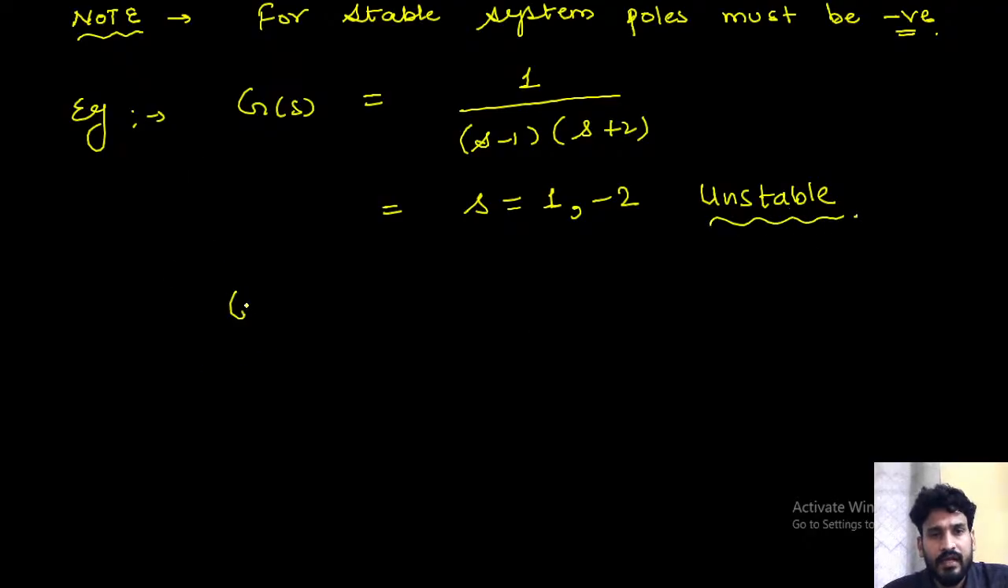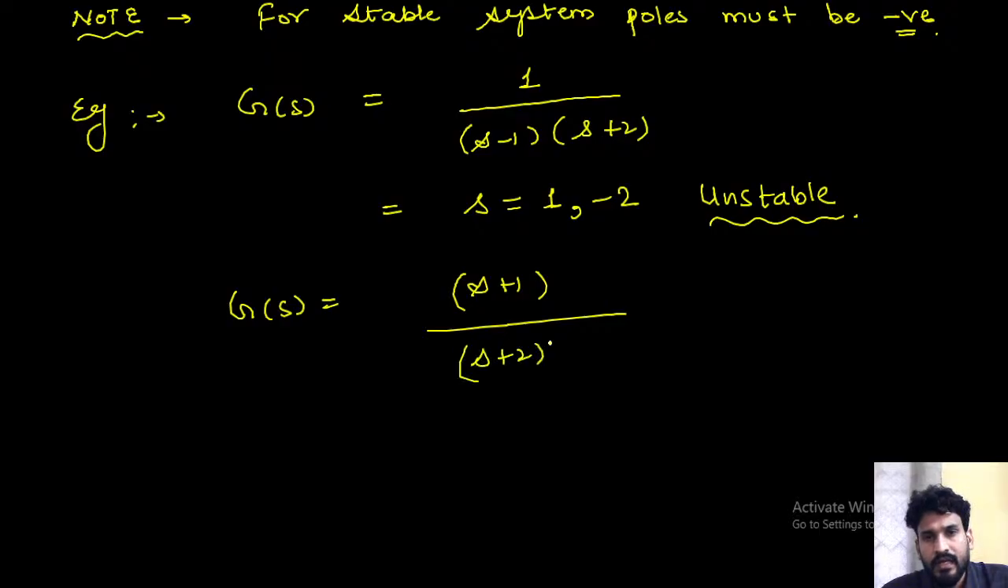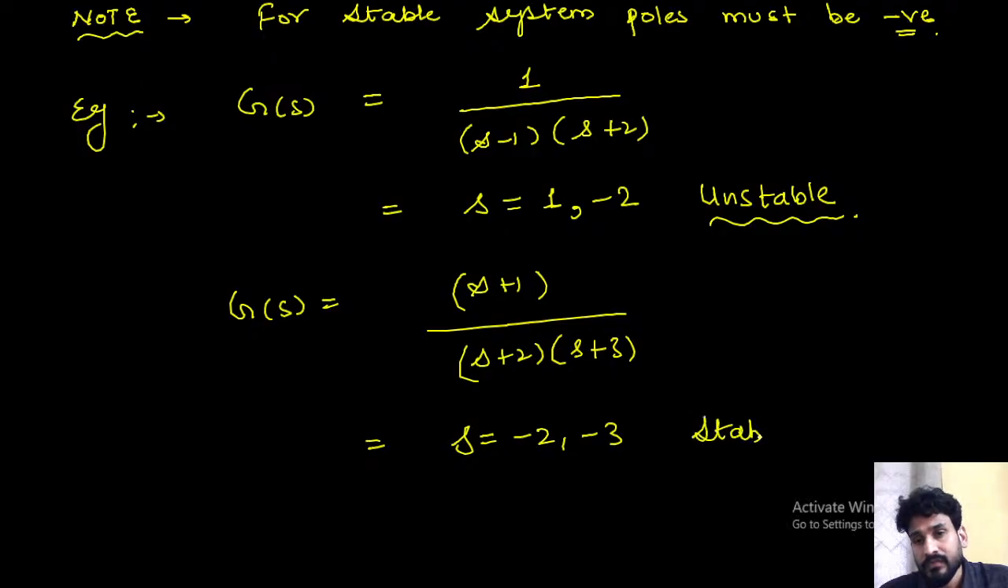And let's suppose I have my G(s) as s plus 1 divided by s plus 2 and s plus 3. So what are the poles? S is equal to minus 2, minus 3. So all the roots are negative. It is clear. So it means that they fall on the left side of the real axis. So it is stable. So these are in terms of poles. If your poles are negative, then your system will be stable. Otherwise, it will be unstable.